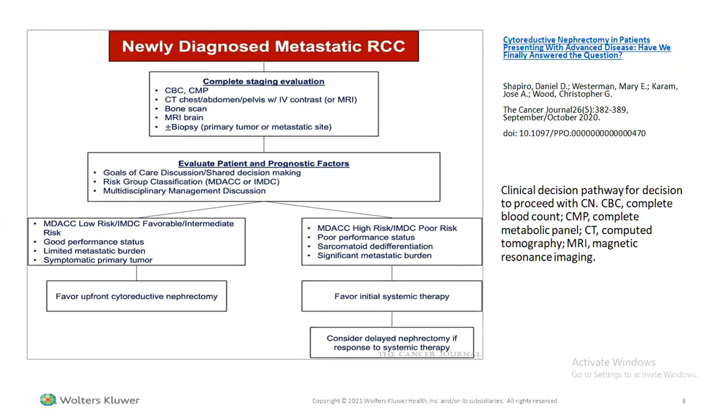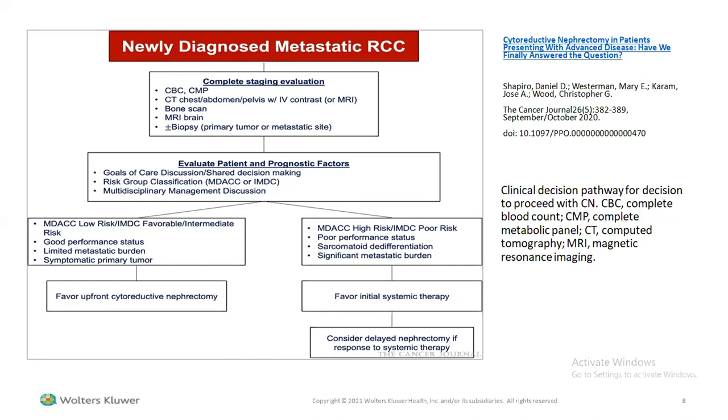Then you have to start with the basic workup, starting from the complete blood count, then the metabolic workup, then the radiological workup, like the CT chest, abdomen, and pelvis with contrast. So you have to look at where the disease is, whether it is oligometastases, a single lesion, or all over the body, infiltrated with lesions. Then come the bone scan, the MRI brain, and plus or minus a biopsy. So starting from this, you have to stage the patient.